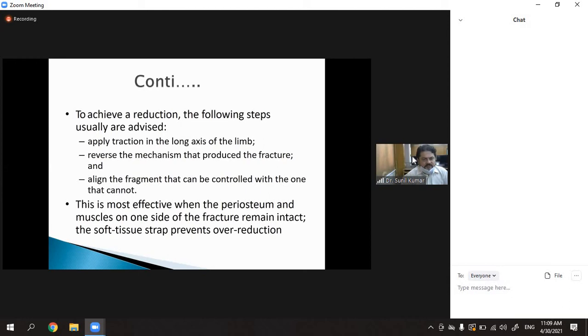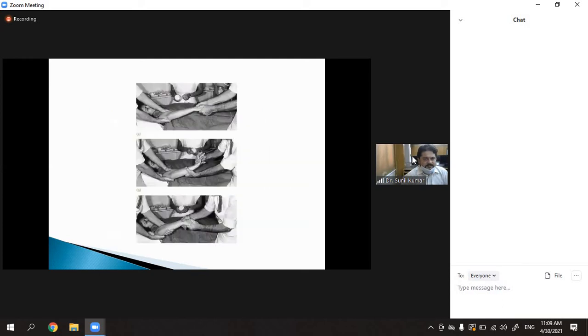This is the method we use in closed reduction, that is traction in the long axis or reversing the mechanism that produces the fracture. And this can be most effective if the periosteum or muscle on one side is intact. So we can use the closed reduction method in this type of cases.